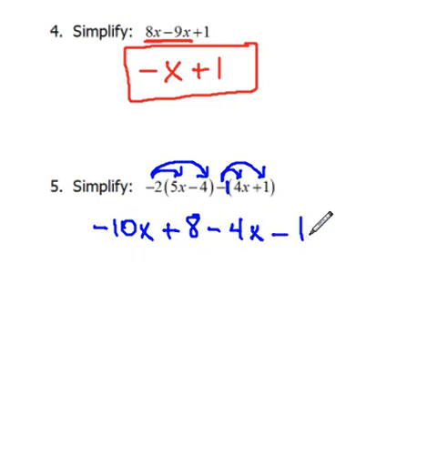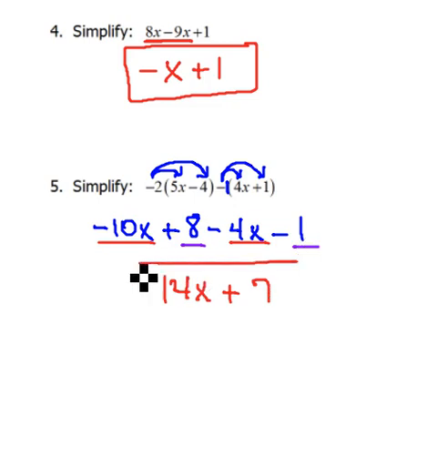Now, look to see if this is as simple as possible or if there's anything else that we could do here. And I notice that we've got x's that we could put together, and we also have plain numbers that we could put together. So if we put the x's together, combining those like terms, negative 10x and negative 4x would be negative 14x, and a positive 8 and a negative 1 would be a positive 7. Now we cannot combine these. We cannot solve for x because there is no equals, so this is as simple as we can make this.